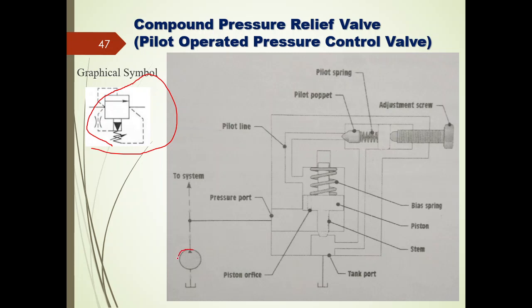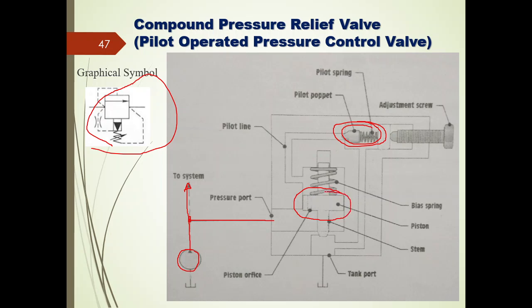This is the pump from where we will be taking the fluid, which will be connected to the system, and in between I will have one line which will be connected to this compound pressure relief valve. So we will be controlling the pressure of the fluid in two stages here. The first stage is here with the help of the pilot poppet, and the second is here with the help of the main piston. Okay.